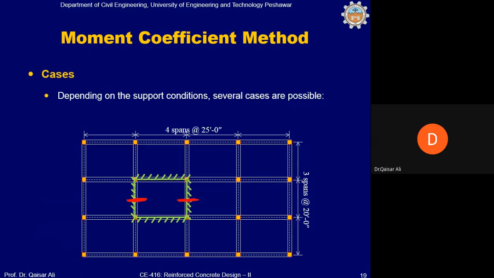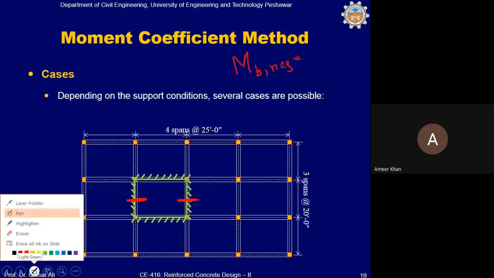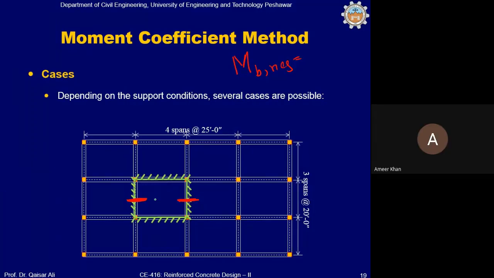The red line shows the negative moment along the longer direction. So this is basically MB negative. This green line shows the positive moment along the longer direction. So this is MB positive.